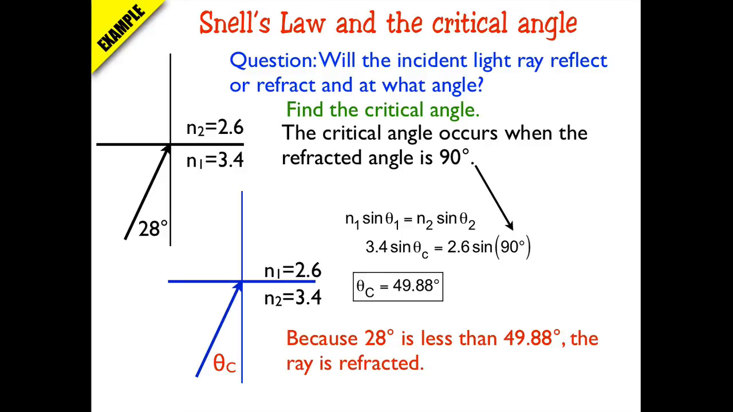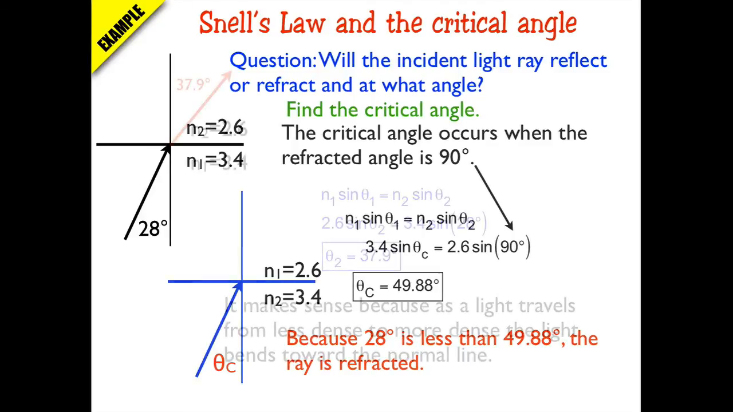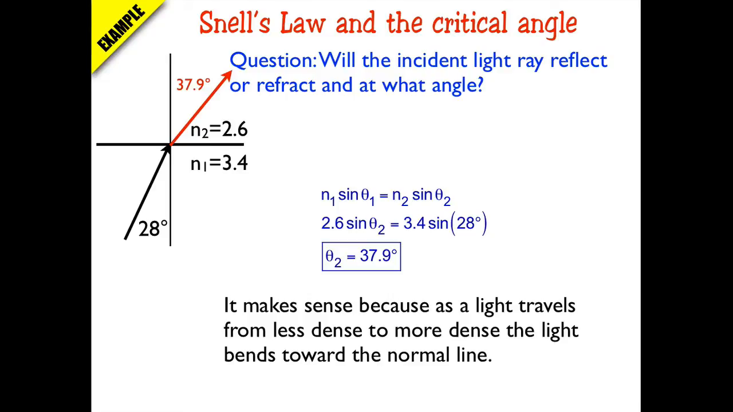That's great. So now I know the breakpoint between refraction and reflection. And since my angle is 28 degrees and it's less than 49.88 degrees, the light ray is going to be refracted. So I'll put my numbers in Snell's law. So n1 sine theta 1 equals n2 sine theta 2. Putting my numbers in, 2.6 sine theta equals 3.4 sine 28 degrees. So the left side is the low index of refraction side. The right side in this case is the high index of refraction, or the incident light ray side. And that gives me an angle of 37.9 degrees. So that's the refracted light angle, 37.9 degrees.